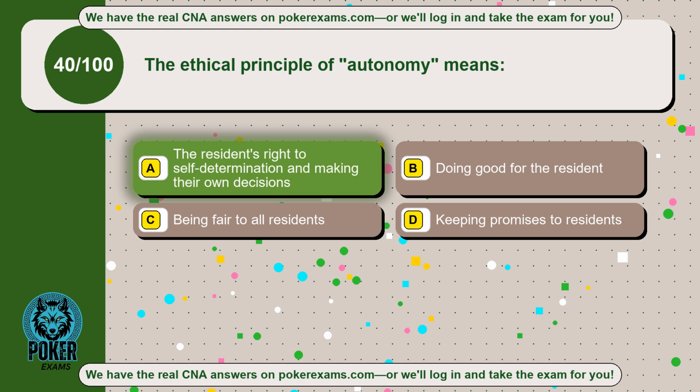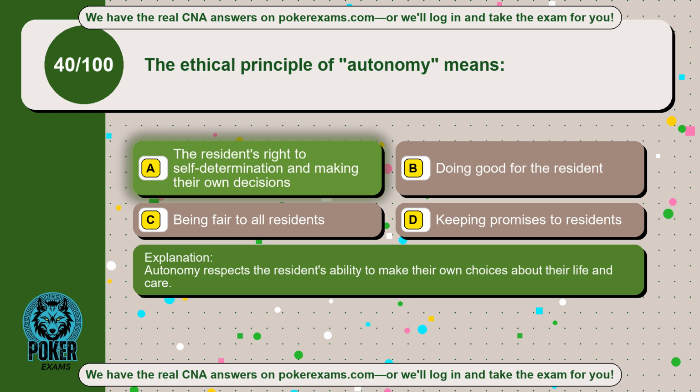The correct answer is option A. The resident's right to self-determination and making their own decisions. Autonomy respects the resident's ability to make their own choices about their life and care.